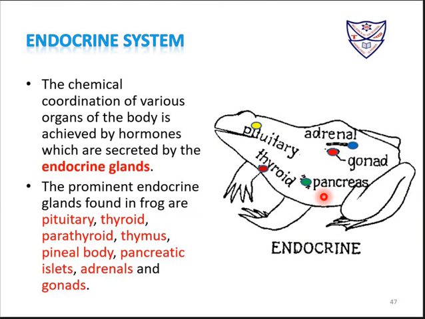Now let us look at the endocrine system. The endocrine system, as we all know, is a system of endocrine glands which secrete different hormones. The predominant endocrine glands present are pituitary, the master gland, then we have thyroid, pancreas, whose role we did see in digestion, gonads, and adrenal gland.